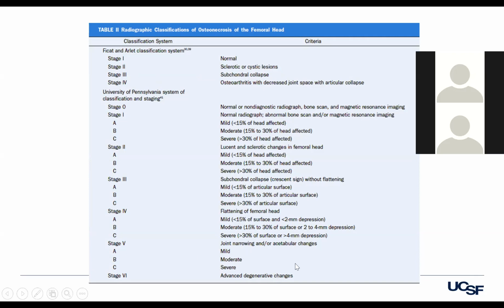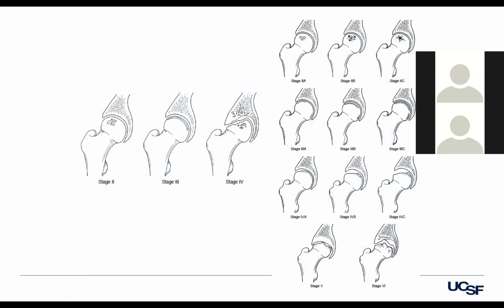Stage 5 isn't in the initial classification, but it's where you start getting acetabular changes also. These are just more differentiated. But stage 2 on plain film, you get those little cystic bubbles. Stage 3, you start seeing that line. Stage 4 is where you start getting collapse.